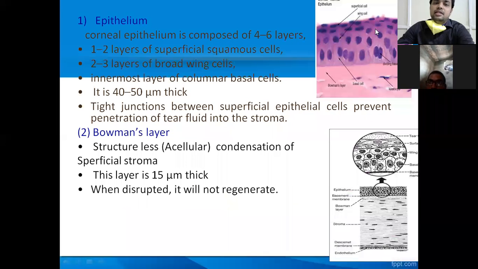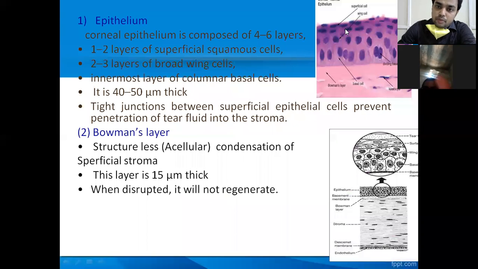Coming to the epithelium, it is composed of 4 to 6 layers. Anteriorly, 1 to 2 layers are occupied by superficial non-keratinized squamous cells. Then the intermediate layer is around 2 to 3 layers and consists of broad wing cells, and the innermost layer consists of columnar cells. So the epithelium is multi-layered. Anteriorly we have non-keratinized squamous cells, in the intermediate layer broad wing-shaped cells, and the innermost layer consists of columnar cells. The epithelium is around 40 to 50 microns.